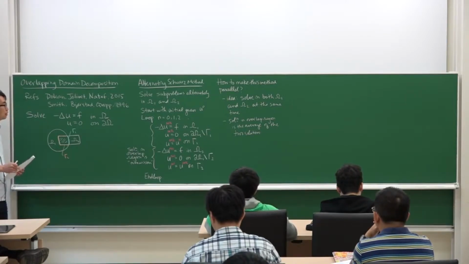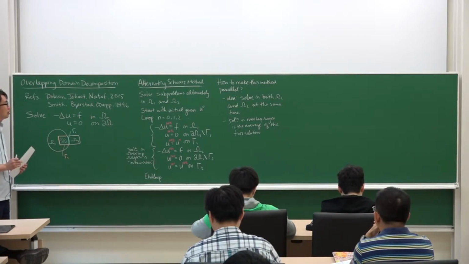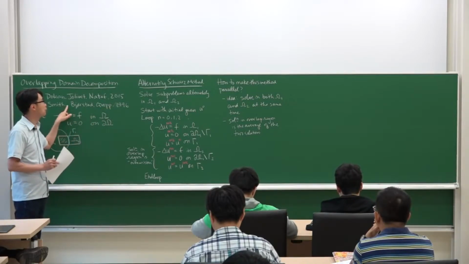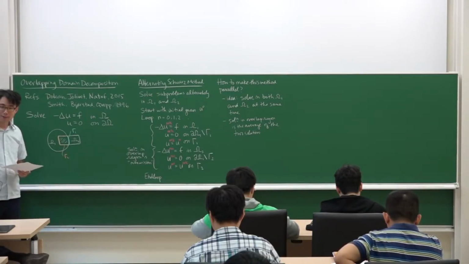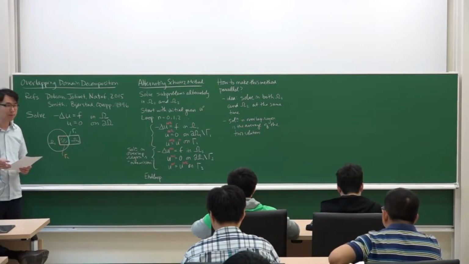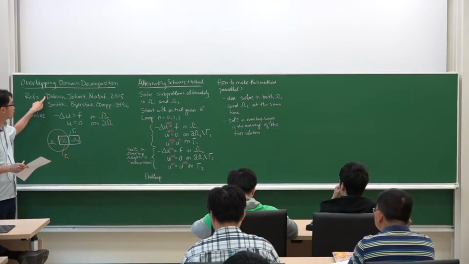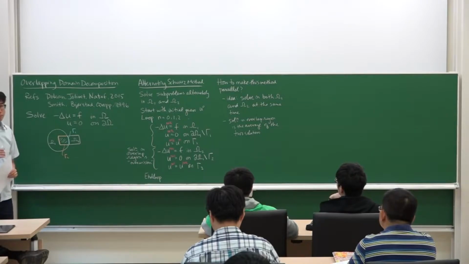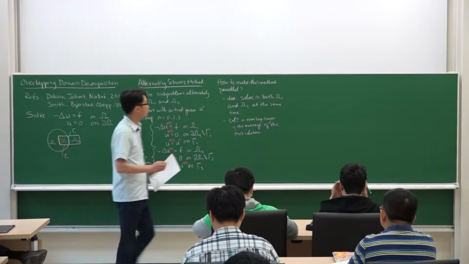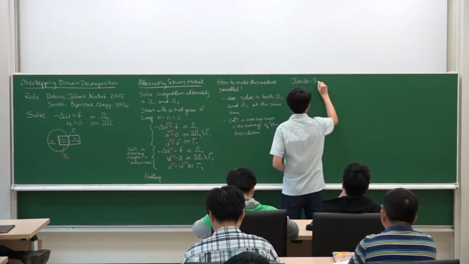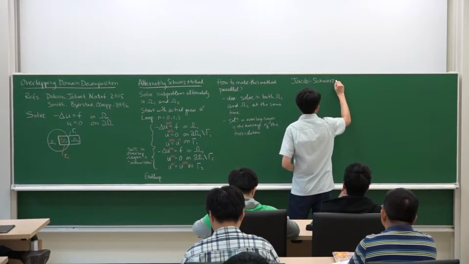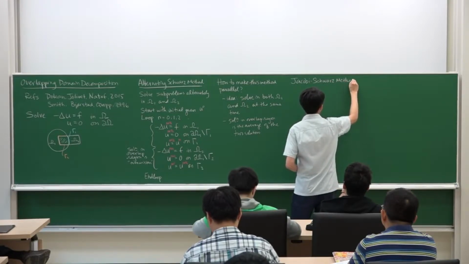Okay, so this method is really only understood after 2000. This is why this book doesn't talk about that method. I'm not sure what is the best name for it, because people are still, I don't know if there's agreement about the best name. But these authors in this first book call it the Jacobi-Schwarz method, and that's what I'm going to call it as well. So this is a parallel method.